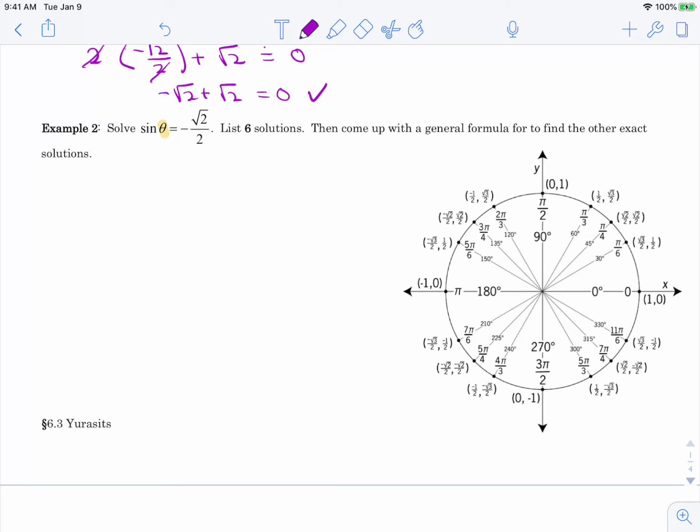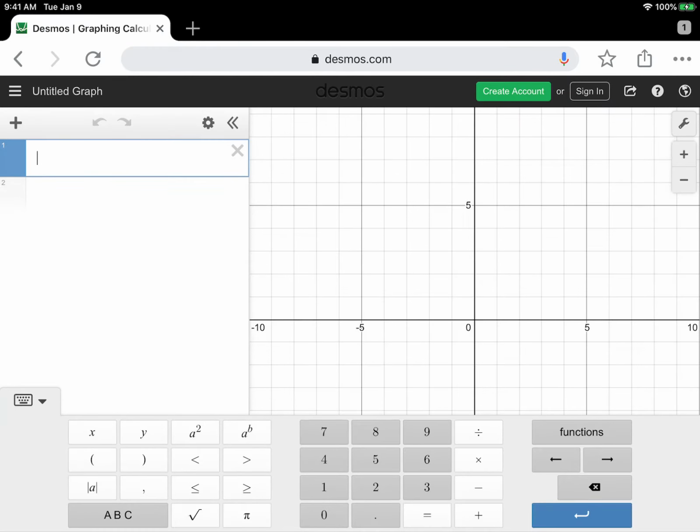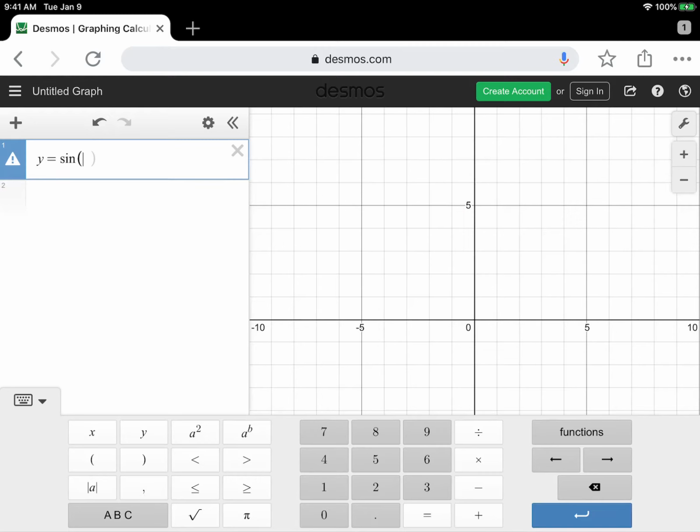I'm going to go ahead and graph this first. So it says sine theta equals negative root 2 over 2. So I'm going to go to my Desmos, which is right here, and I'm going to do y equals, and we just had sine theta, right? So let's go to my functions, sine. It looks like I'll probably have x. Okay, so there you go. There's my sine wave. Hopefully you all know this like the back of your hand at this time.